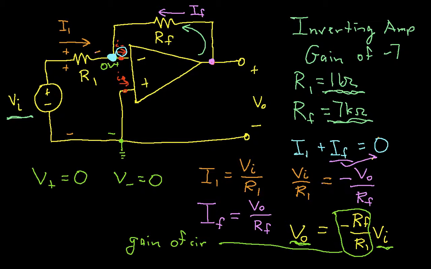So hopefully this helps you understand better how to do analysis of op-amp circuits. We've introduced the concept of gain. We've discovered that gain can be negative. It just changes the sign of the output relative to the input. And I think we'll let it go at that.